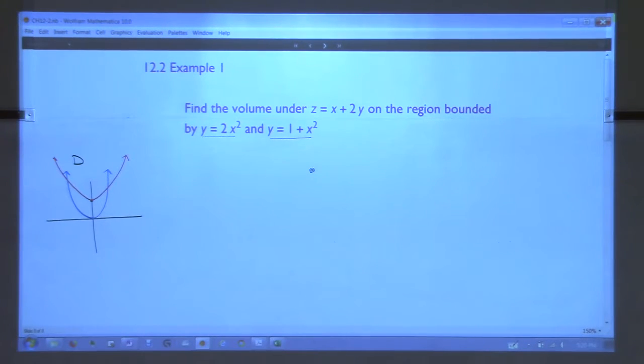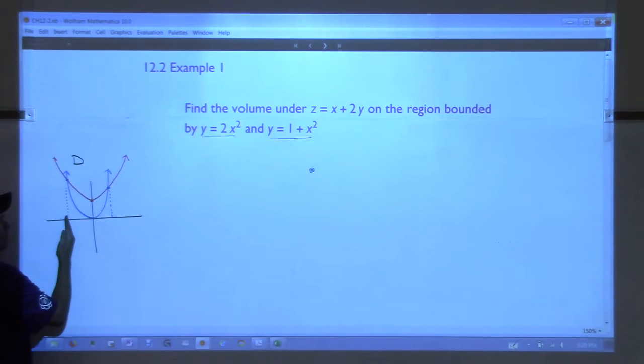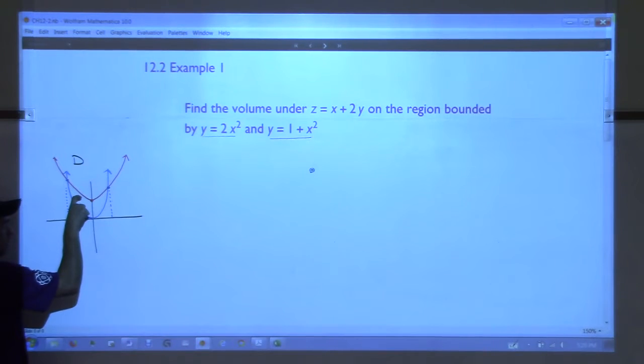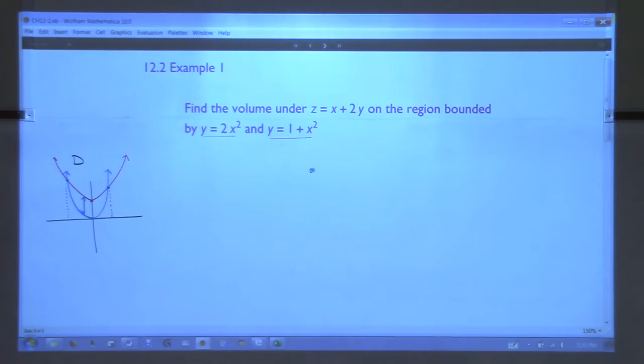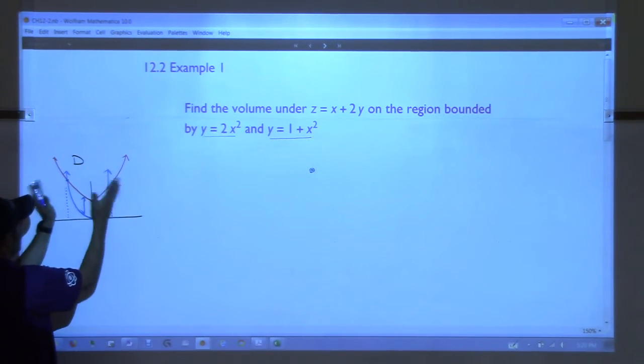Do you see this region? Now, is this a type 1 region? If you're somewhere in here, are your x's between two constants? Yes. Are your y's stuck between two functions of x? Yes, as long as you're in there, you're stuck between those two. This is a very bad drawing because it's supposed to be symmetric. Like this point should be up here.